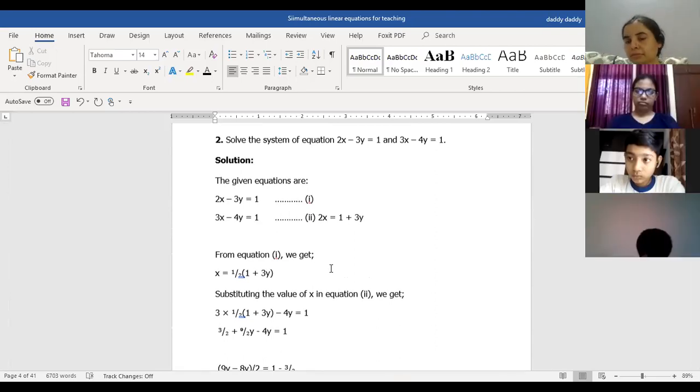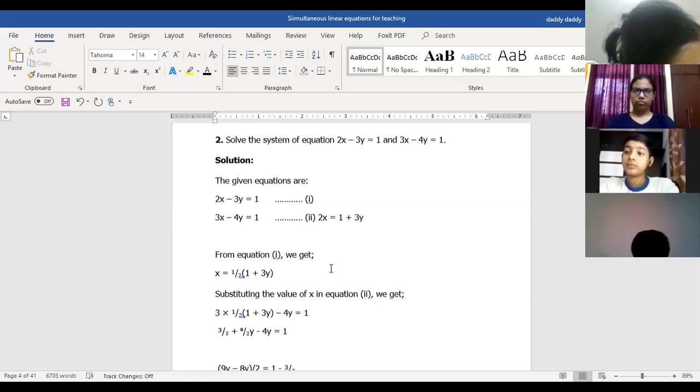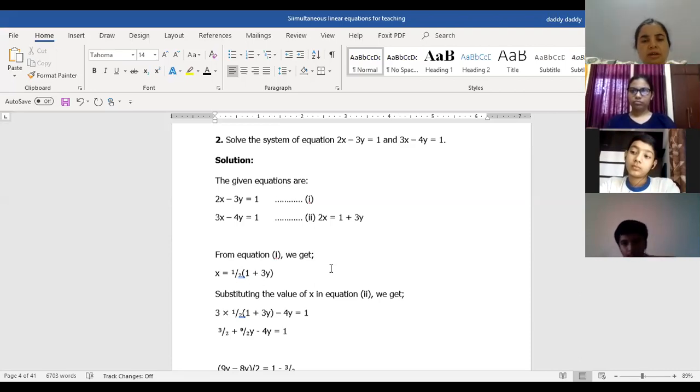Can we take x equals 1 plus 3y upon 2 in that first step of substituting? Be a little louder, I'm not able to hear you. In the first step of substituting, you have x equals half into 1 plus 3y. So, ma'am, I have x equals 1 plus 3y upon 2. Is it okay? Yeah, that's okay.